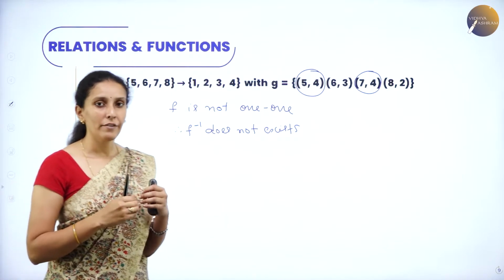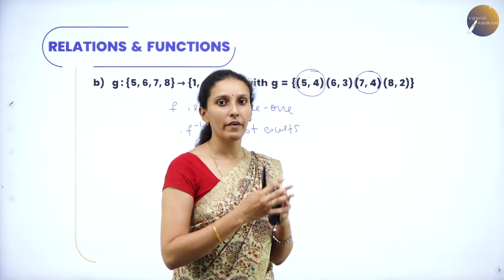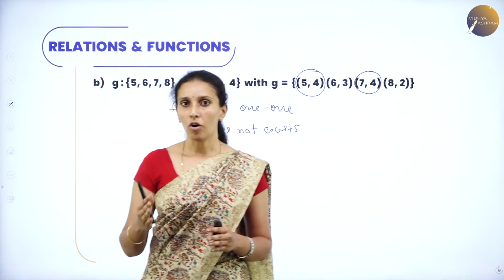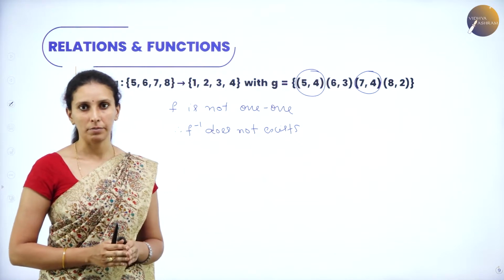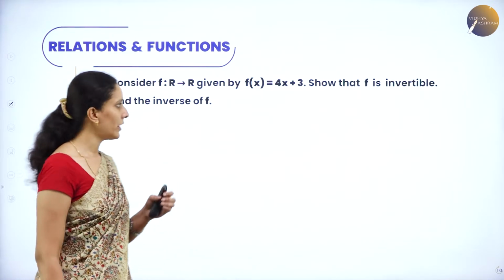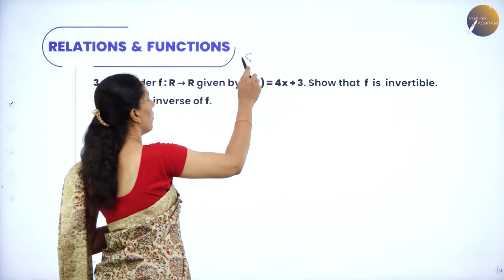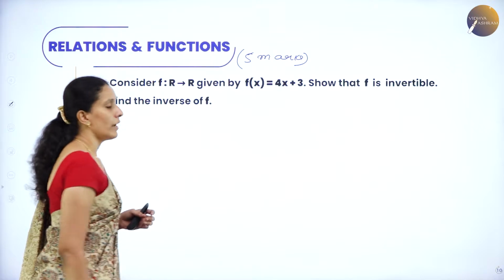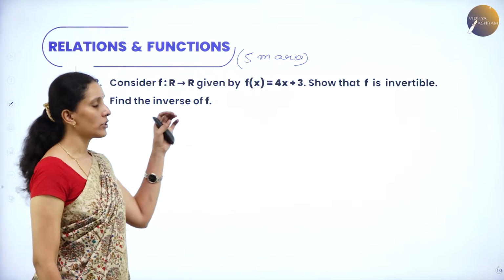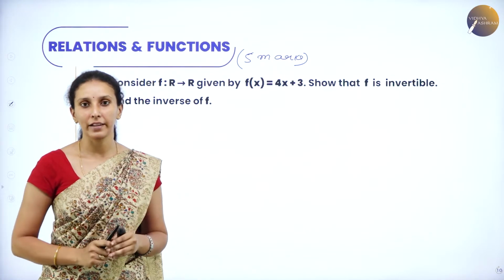Thus, if F inverse exists, it should satisfy the condition of 1-1 and onto. That is, if F is bijective, then F is invertible. Now, let's move on to the important type of question. These are the questions they ask you for 5 marks, which are very important. We have to show that the given function is invertible and hence find its inverse.